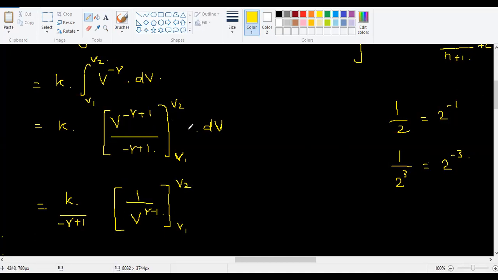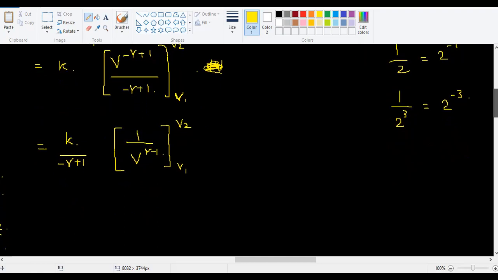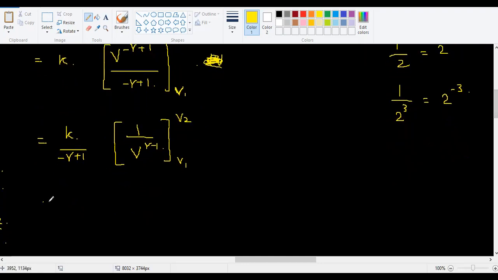I haven't integrated this yet, so I'm not supposed to write dV. I made a mistake here. If any step is not making sense, please stop me. Now I have to do upper limit minus lower limit.